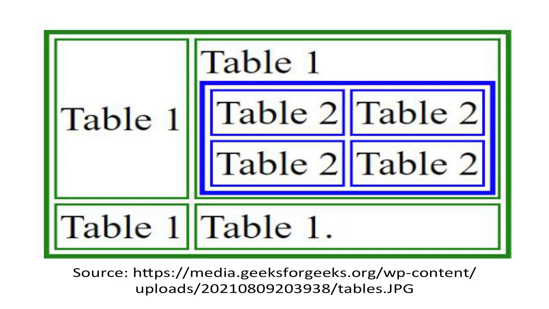We will have this type of structure also. We can write different tables inside one table. So table 1 and table 2 are here. We can mention different tables inside one table. This is called nested tables. This is one example of a table also.